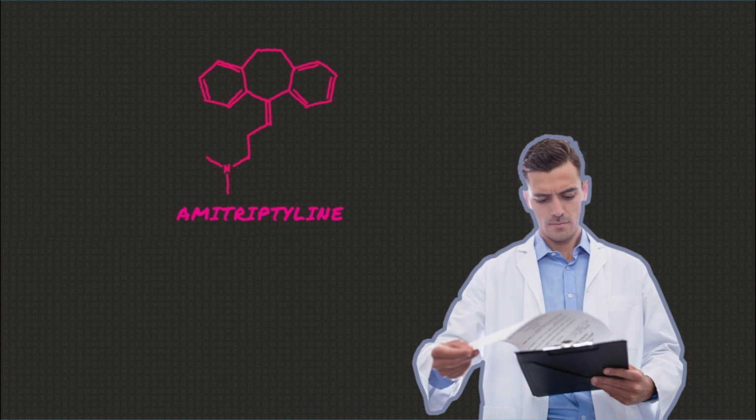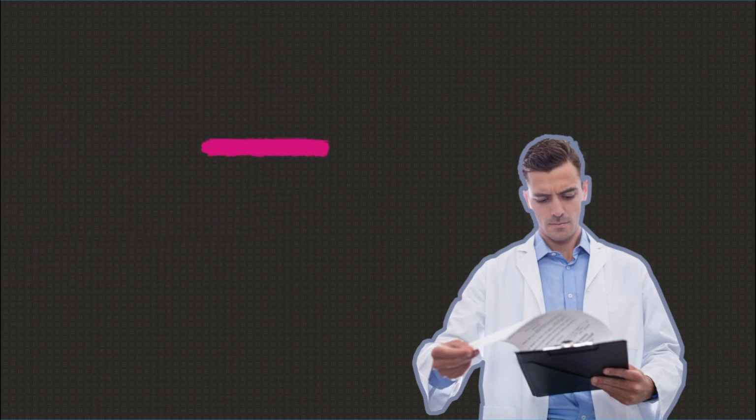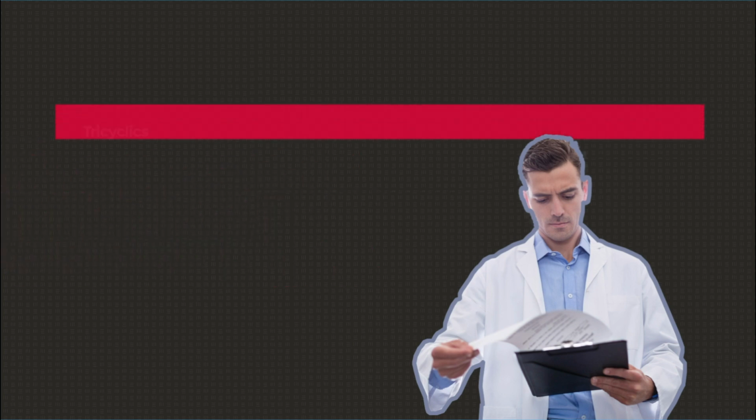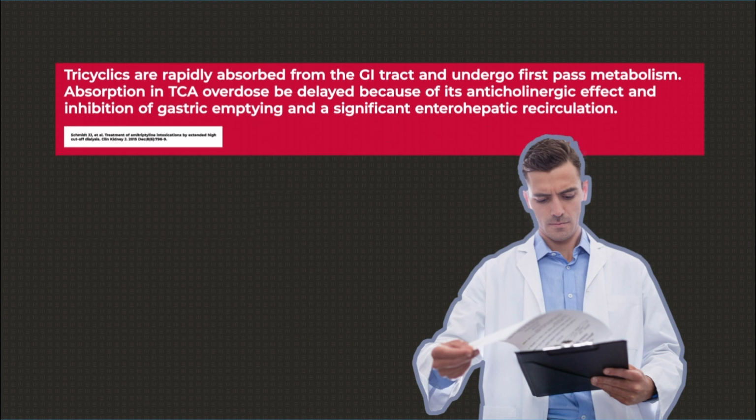The toxic effects of tricyclics are caused by four main pharmacological properties: inhibition of noradrenaline reuptake at nerve terminals, direct alpha-adrenergic block, a membrane-stabilizing or quinidine-like effect on the myocardium, and anticholinergic action. Tricyclics are rapidly absorbed from the gastrointestinal tract and undergo first-pass metabolism. However, gastrointestinal absorption in tricyclic overdose may be delayed because of its anticholinergic effect and inhibition of gastric emptying, and significant enterohepatic recirculation prolongs the final elimination.